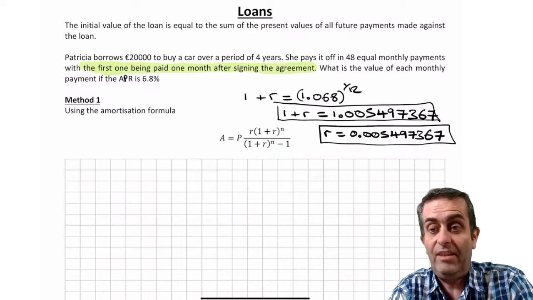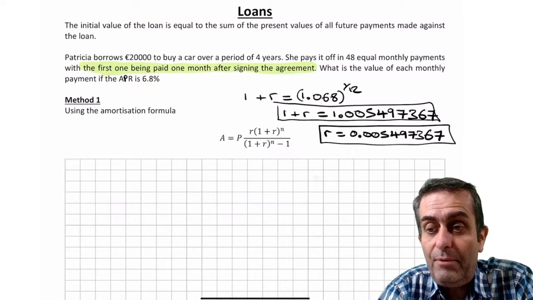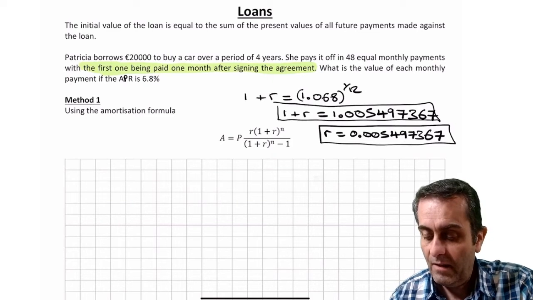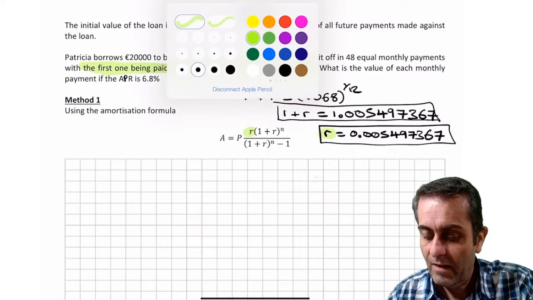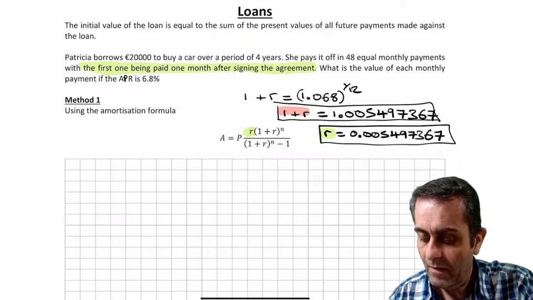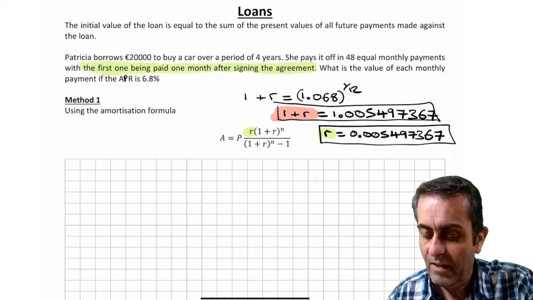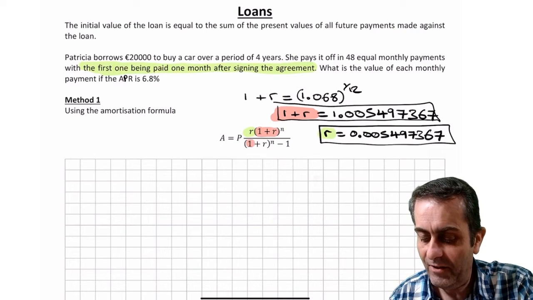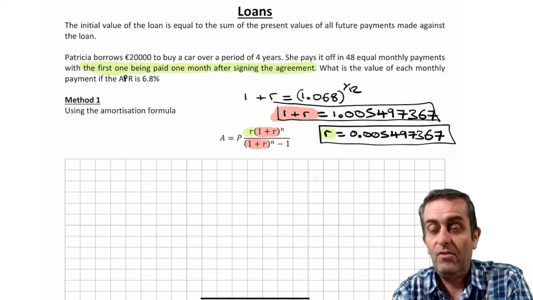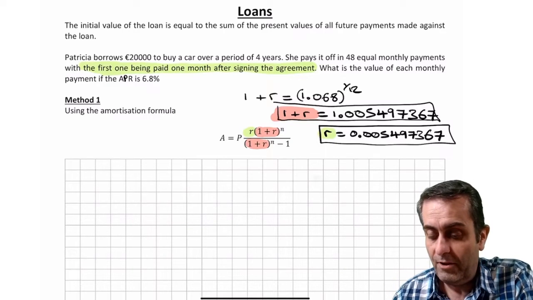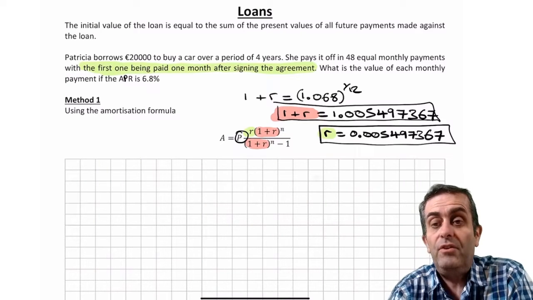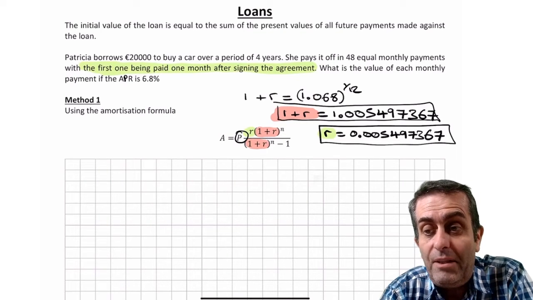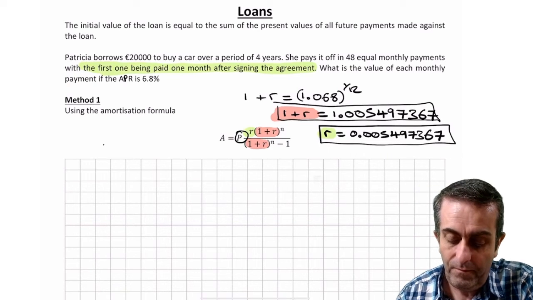We have our first two components in line. We have small r and we have 1 plus r. Now small r, as you can see, is mentioned here. And then capital R, or 1 plus small r, is mentioned here, and again here. So now all we have to do is substitute into our formula. And the final component here is P, which is the present value of our loan at the beginning of the agreement. So P in this situation is €20,000.